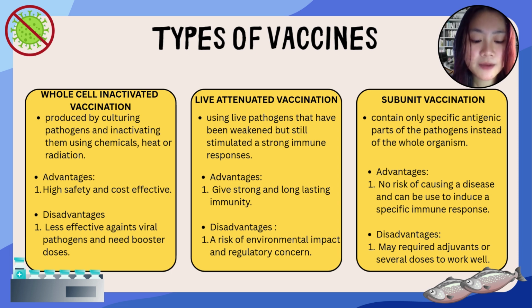Lastly is subunit vaccination. Instead of using whole pathogens, these vaccines contain only specific antigenic parts of the pathogen, such as protein or polysaccharides. Their advantage is they cannot cause disease and help induce the fish immune response to recognize and fight the real pathogens. While the disadvantage is they require adjuvants or several doses to work well.